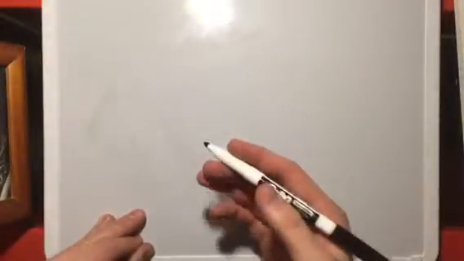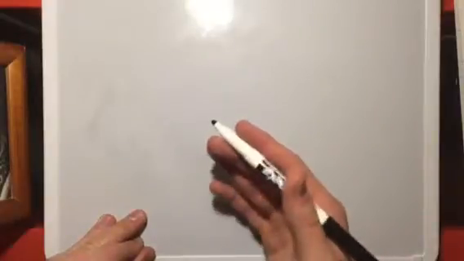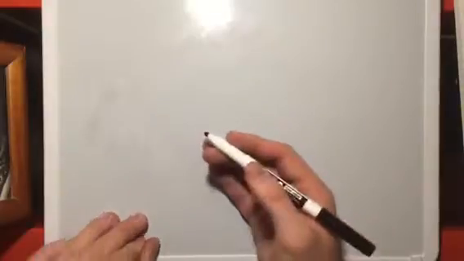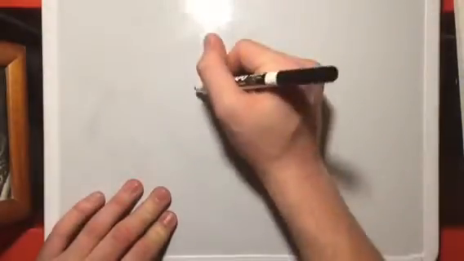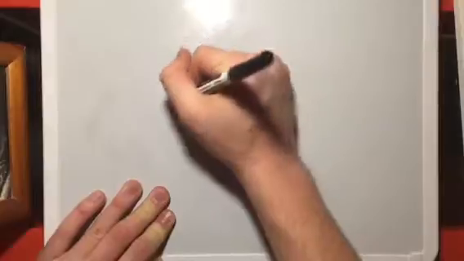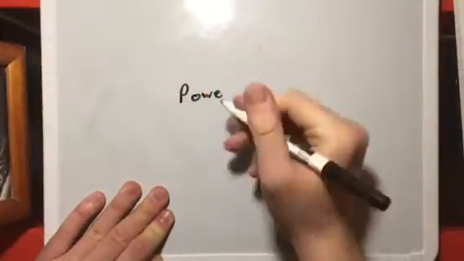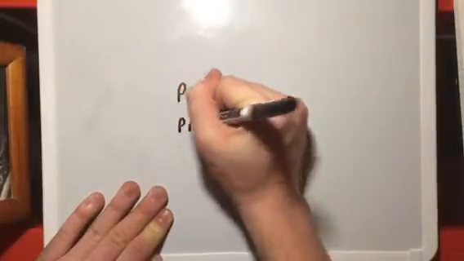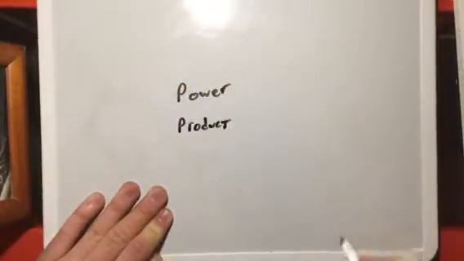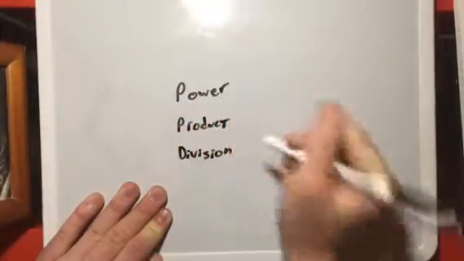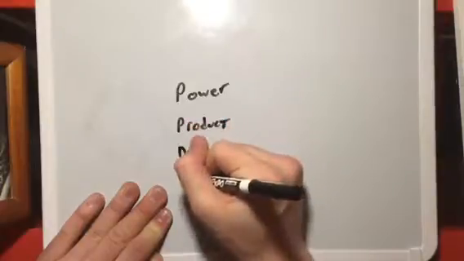Now as we tackle bigger and more complicated logarithmic problems, there are four properties that come in handy when solving these logarithms. There are four main properties. These properties include the power property, the product property, the division property, and the change of base property.